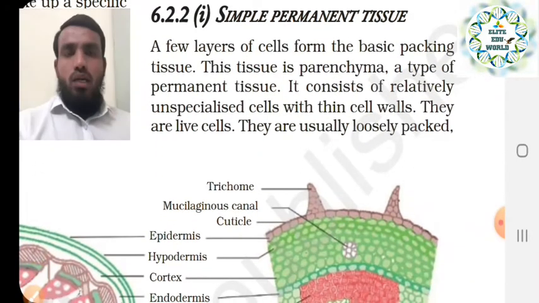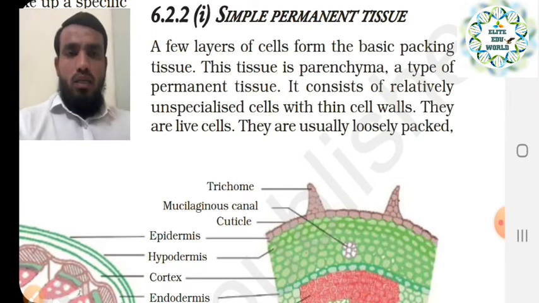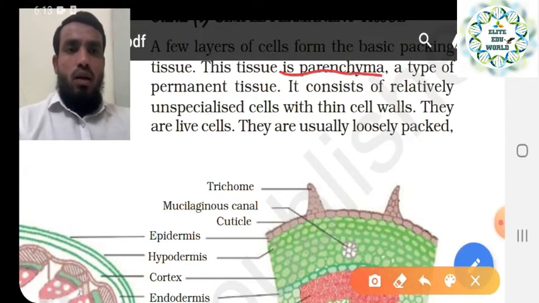In simple permanent tissue, a few layers of cells form the basic packing tissues. This packing tissue means the uppermost layer, we can also say, which is providing protection. So simple permanent tissue also has three types. Number one, we will start with parenchyma. Number two, collenchyma, and then we'll see sclerenchyma. These are the three types of simple permanent. So now we are just talking about the very first type, that is called parenchyma.